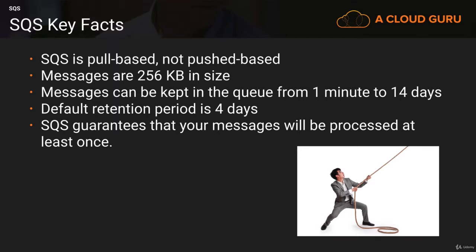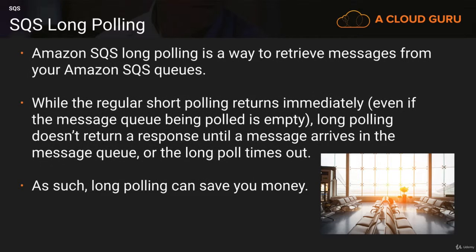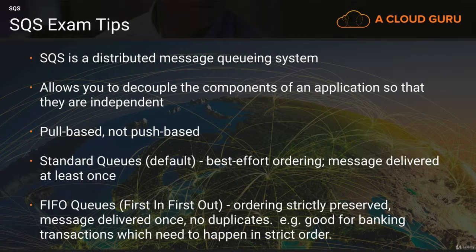SQS guarantees that your messages will be processed at least once. However, and you have to bear this in mind when architecting, it could be processed a couple of times, especially if your visibility timeout is lower than the amount of time that it takes for that EC2 instance to do the job. And then finally, there's a thing called SQS long polling, and this is a way to retrieve messages from your SQS queues. So normally you've got regular short polling and it returns immediately. So you've got your EC2 instance sitting there going, is there a job, is there a job, is there a job? And it will keep doing that even if the message queue is empty.